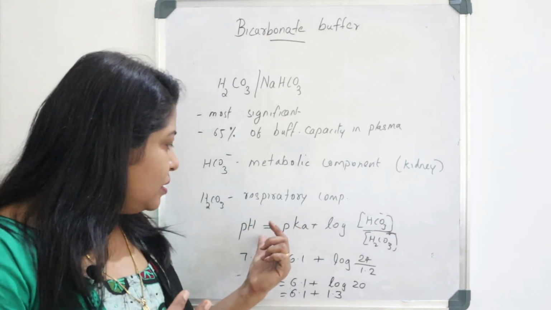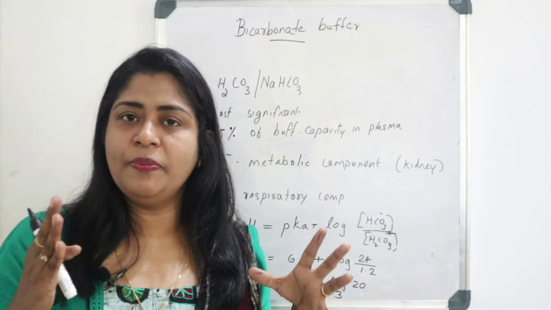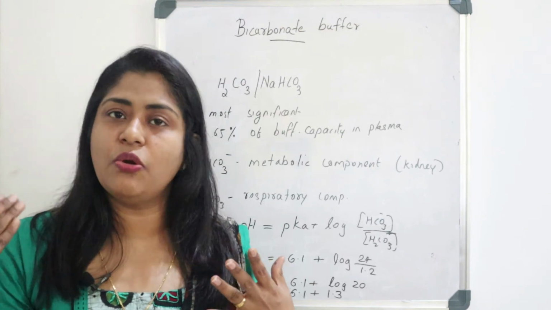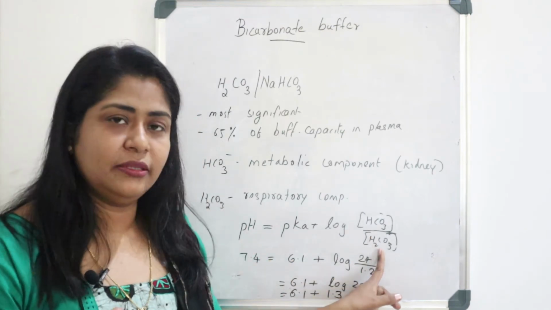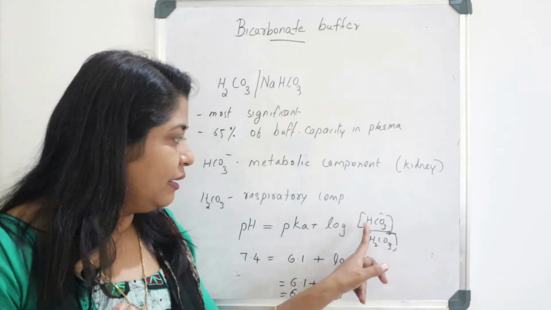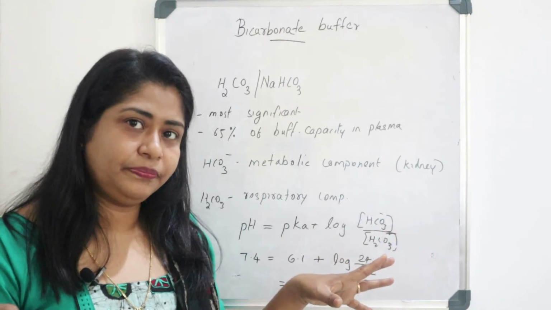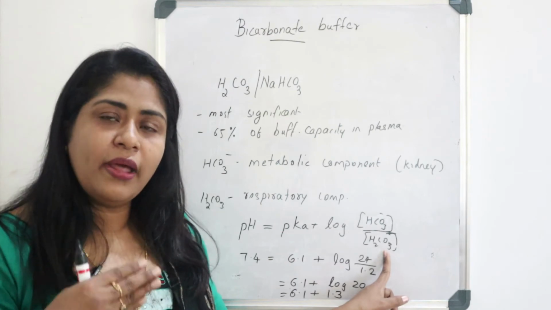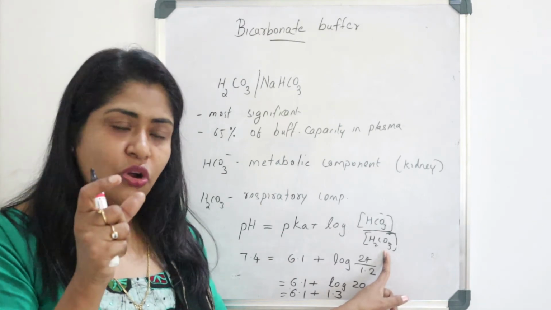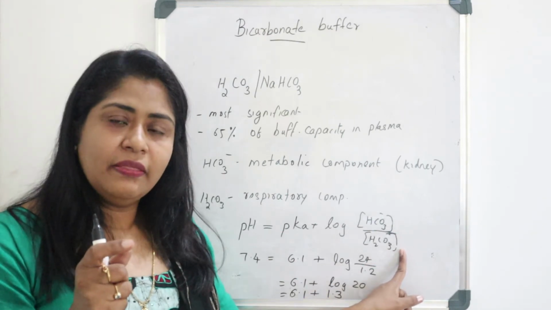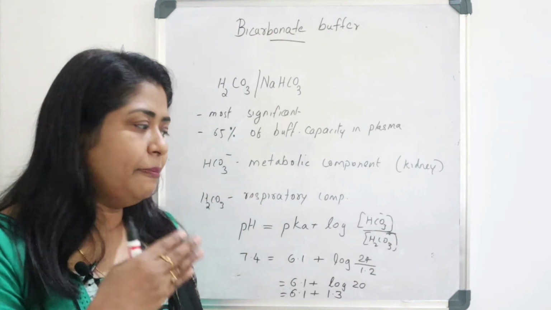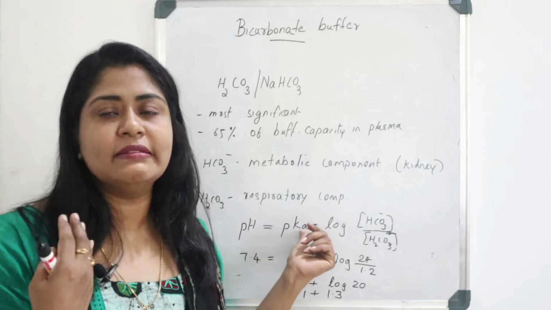Now we move to the Henderson-Hasselbalch equation. We know pH is equal to pKa plus log salt by acid, or log concentration of base by concentration of acid. The square bracket denotes molar concentration, so the molar concentration of bicarbonate to carbonic acid. So we can find out at which ratio of salt to acid the pH will be regulated to 7.4, by applying the values to this equation.